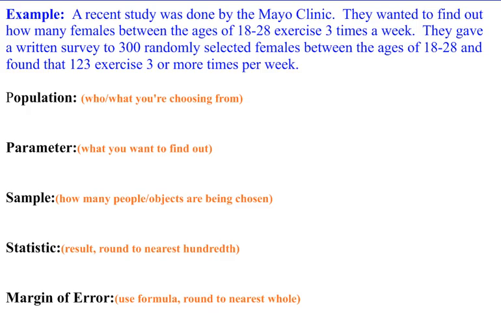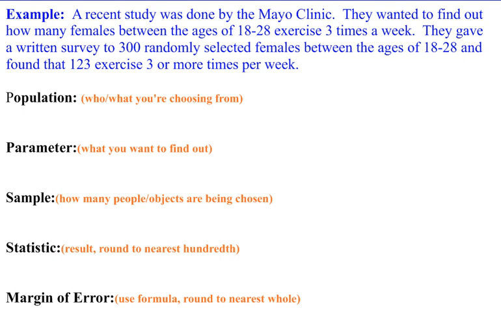Here's an example, and we're going to list what they're talking about here. A recent study was done by the Mayo Clinic. They wanted to find out how many females between the ages of 18 to 28 exercise 3 times a week. They gave a written survey to 300 randomly selected females between the ages of 18 and 28 and found that 123 exercised 3 or more times a week.